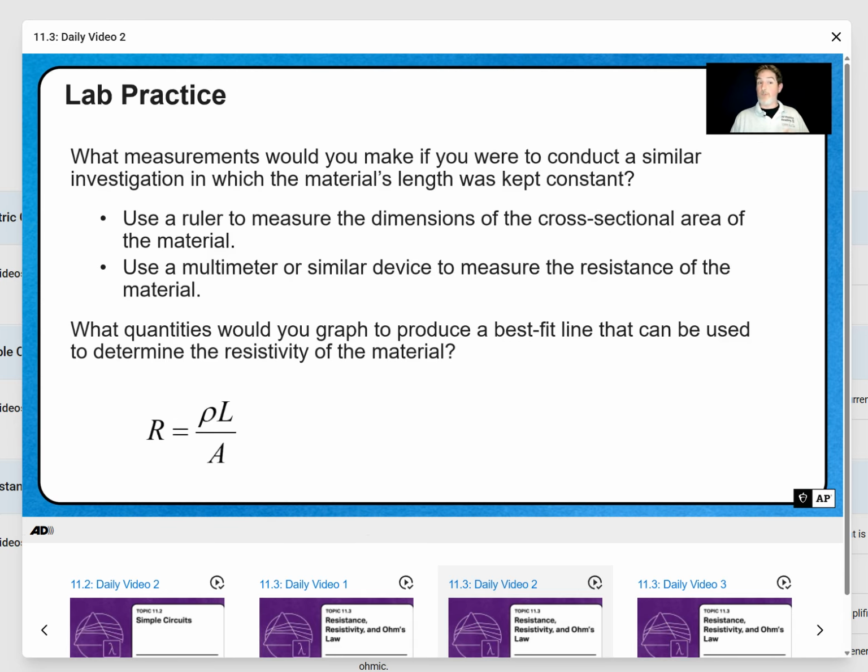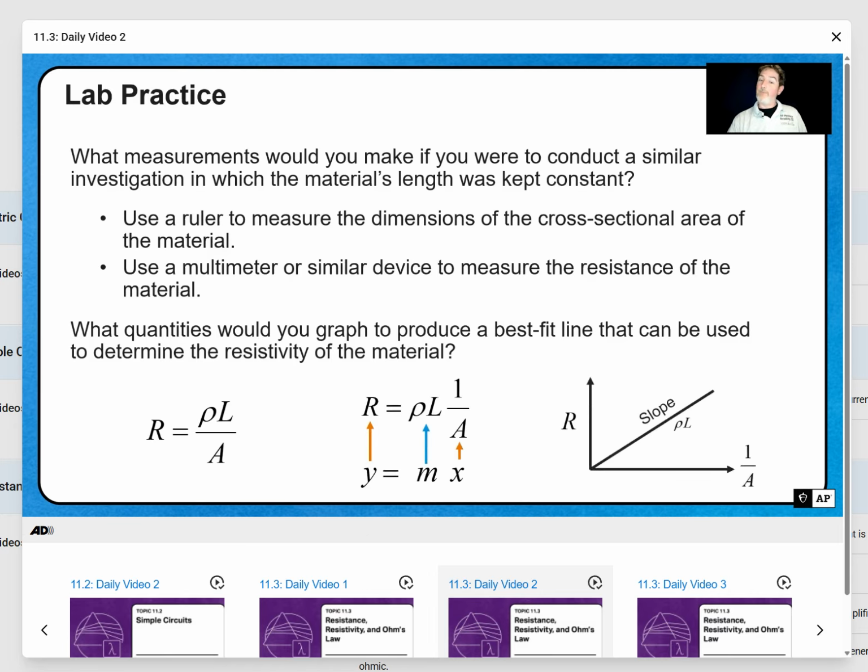Starting from our known mathematical relationship, we know that we varied A, we kept L constant. So we're trying to group things together. So we're going to group what we kept constant together, the rho and the L, and push to the side that which we varied. Compared to y equals mx plus b, our y-axis is going to be resistance, our slope will be rho times length, and then 1 over area would be our x-axis. Not area, but 1 over area. So we'd end up with a graph with resistance on the y-axis, 1 over the area on the x-axis, and the slope would be rho times length, which we kept constant.